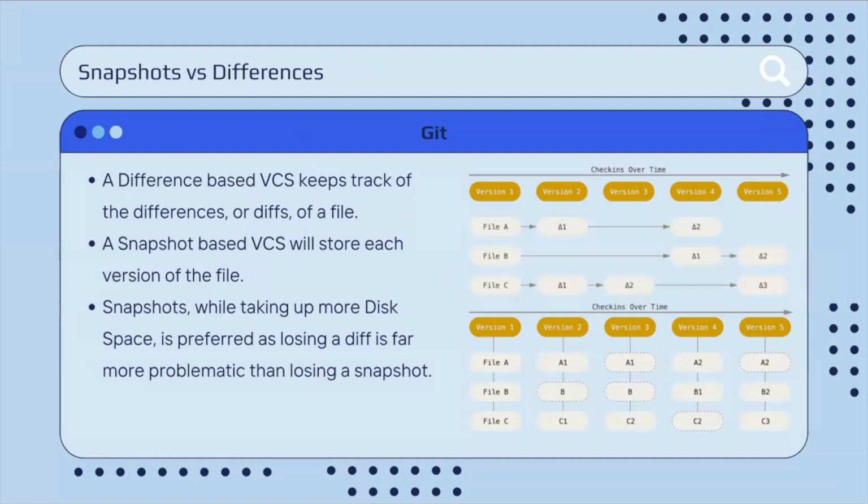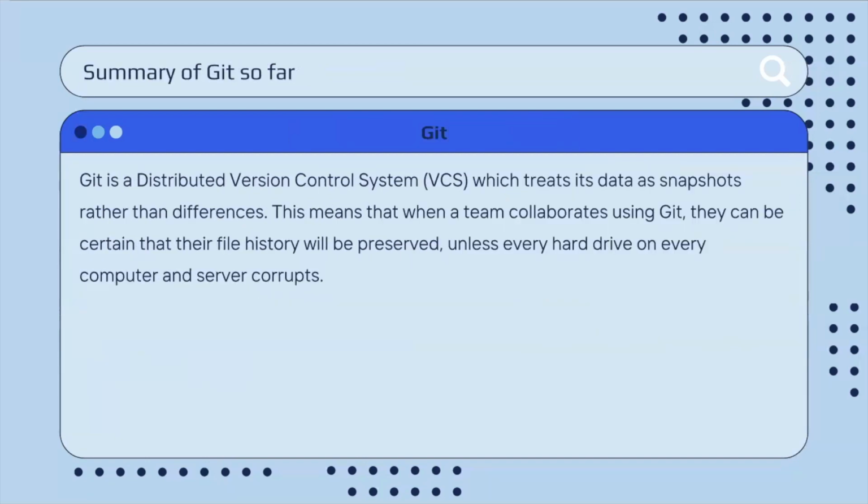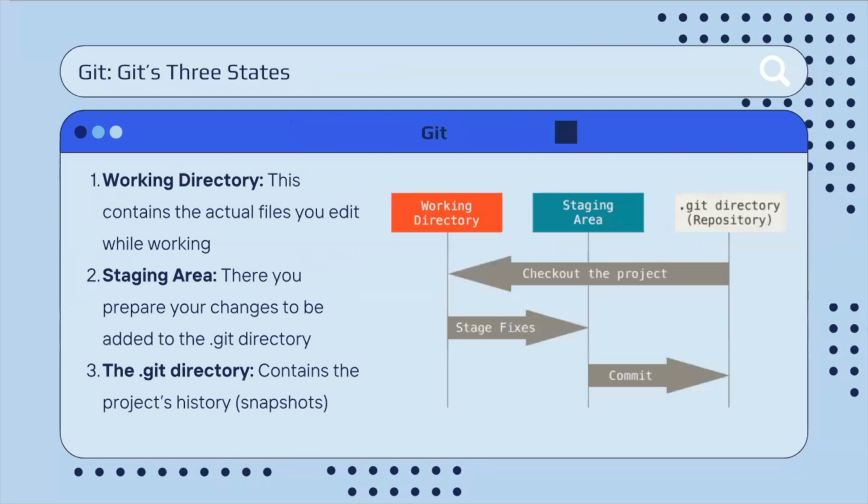The reason Git uses these snapshots, so for each version of a file it'll have a whole new version of the file, is because if you were to lose the initial file or one of the diffs, you wouldn't be able to reconstruct the file because you'd be missing one of the pieces of the puzzle. So Git uses these snapshots instead. Here's the text for that. So yeah, that's basically what I went over.